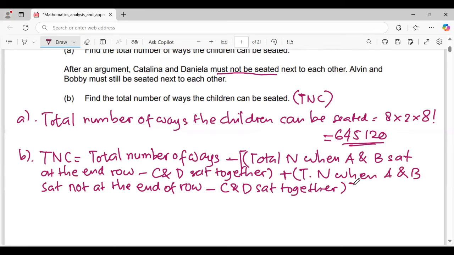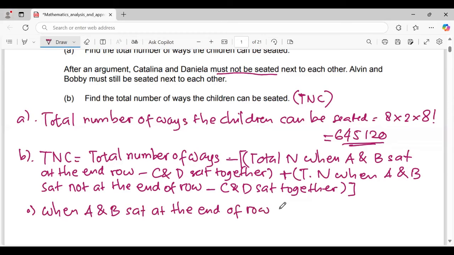Now we are going to calculate the total number when A and B sat at the end of the row, and then the total number when A and B sat not at the end of the row. So the first condition: Alvin and Bobby sat at the end of the row, and Catalina and Daniela sat together.